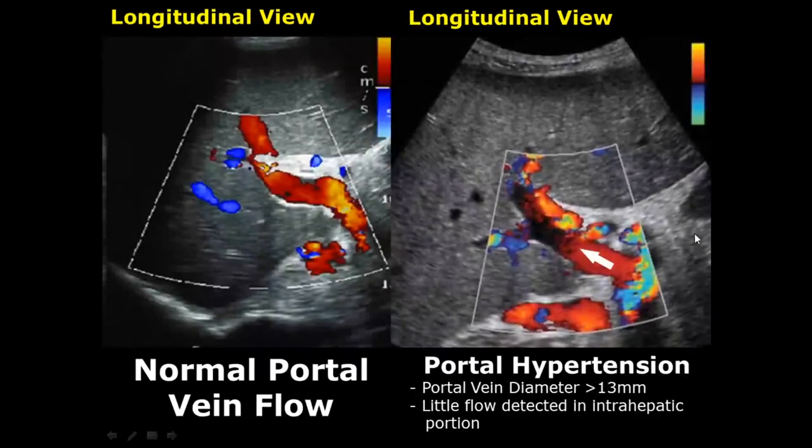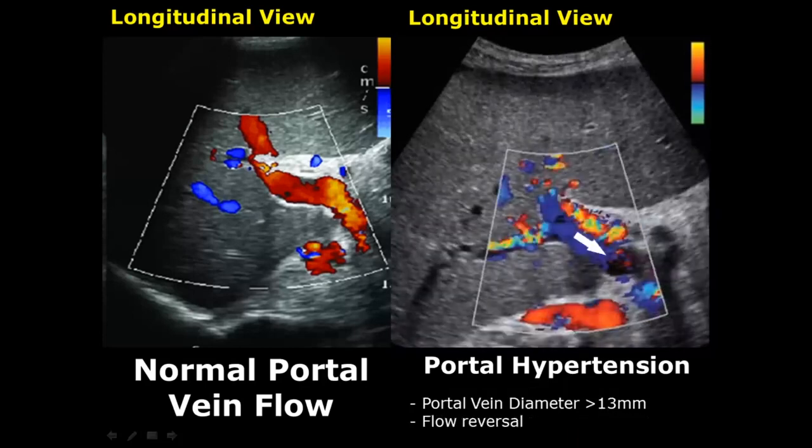Portal hypertension can occur due to cirrhosis. In this, the diameter of the portal vein will be more than 13 millimeters and it will have reduced flow in the intrahepatic portion of the portal vein. It can also have flow reversal on Doppler. Here you can see the blue color, which is suggesting the flow is moving in this direction away from the liver. This is a flow reversal.